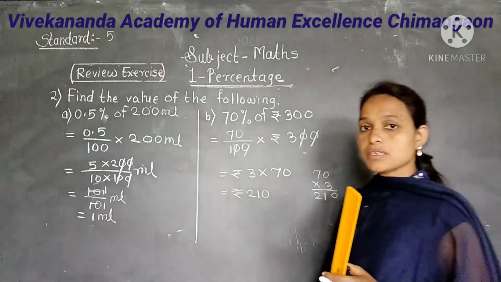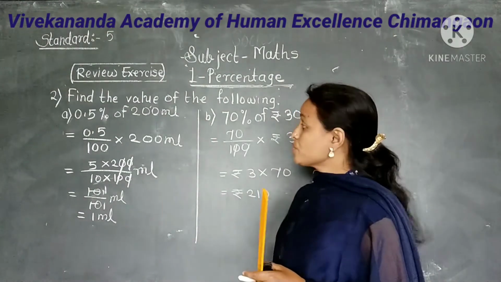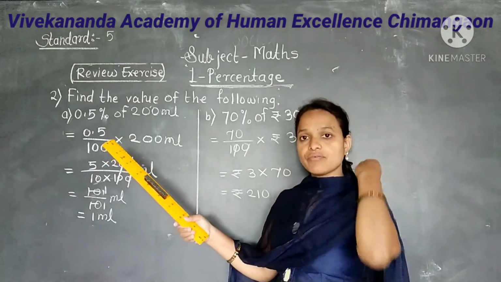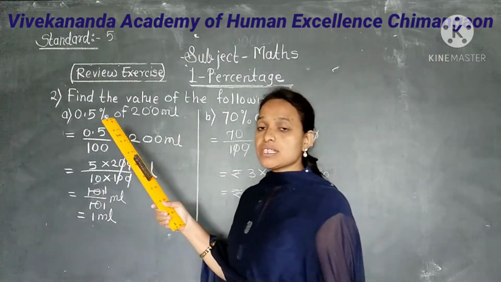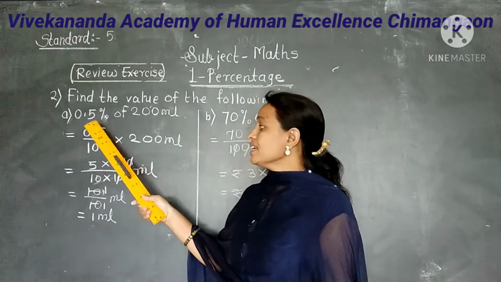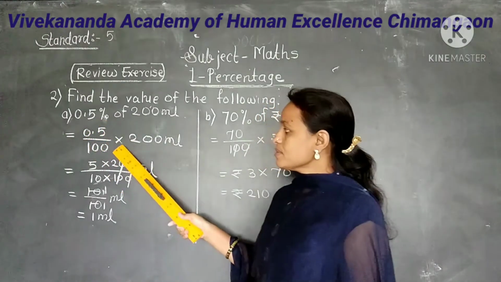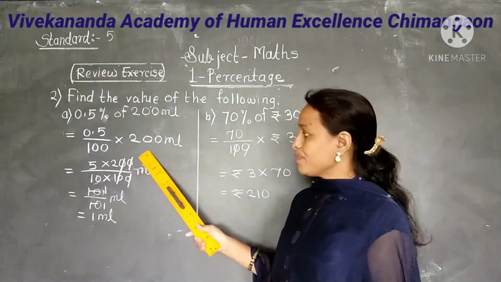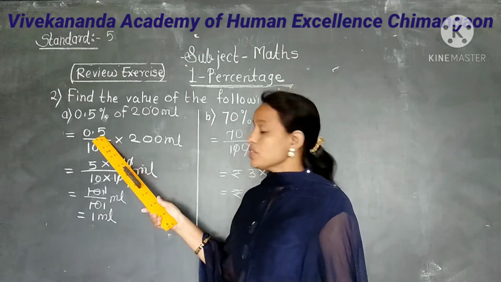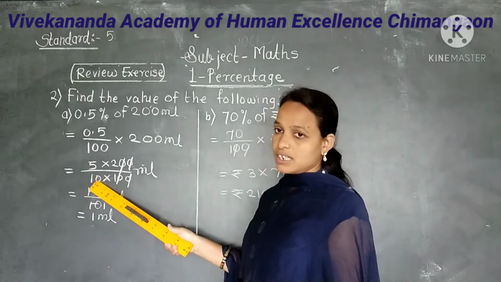Next question, find the value of the following. So see first example, 0.5% of 200 ml. So here we want to find its value. See here 0.5%. So first we have to convert this percent into fraction. So 0.5% we can write in fraction as 0.5 upon 100. Of means multiplication sign, 200 ml. Now 0.5 is a decimal, so we have to convert it into fraction.